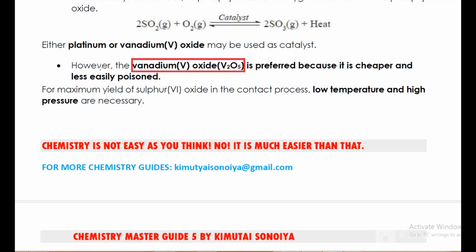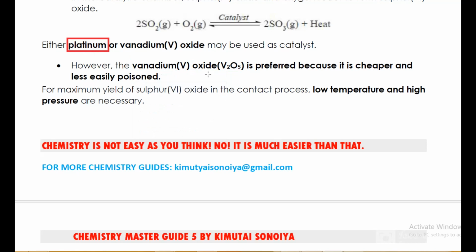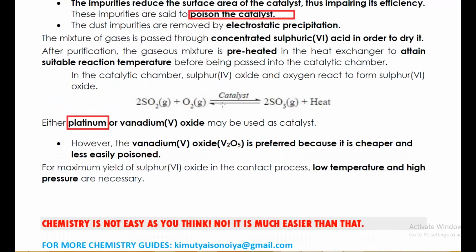If you don't use vanadium, you can use platinum. Remember, this one is simply platinum. Sometimes we said platinum rhodium. So do not get confused there. To avoid confusion, leave the name platinum and use vanadium. For the contact process, we will use vanadium 5 oxide as the catalyst.